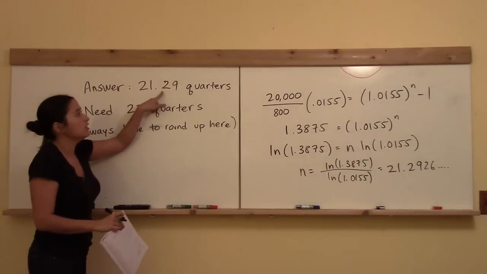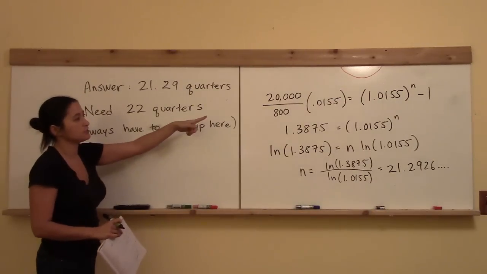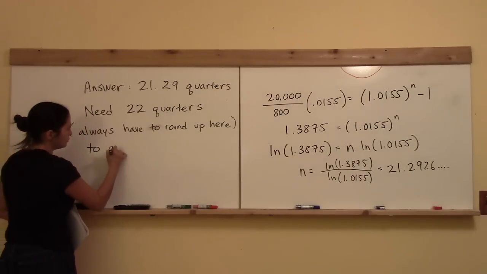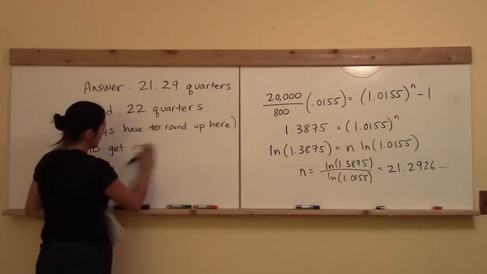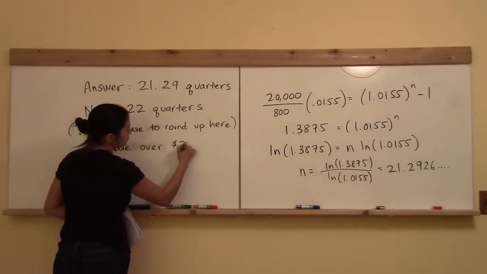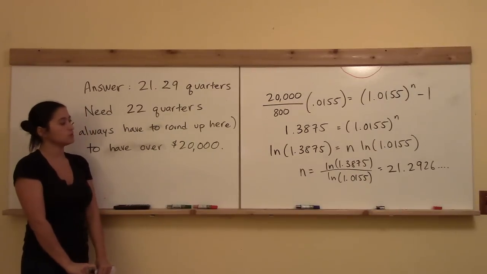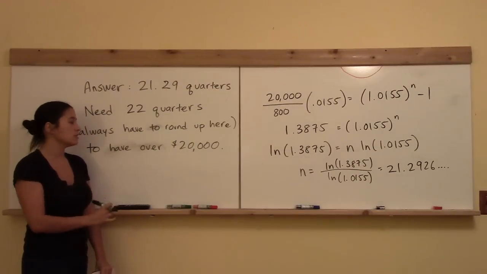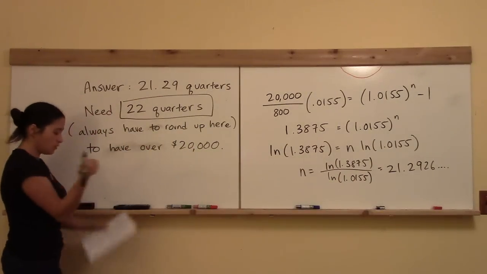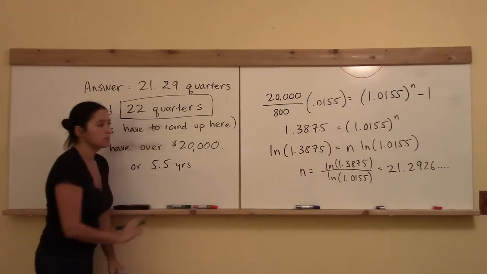Even if it was 21.01, I would have to round it up because the question is how long until I get $20,000 or more. So here I need 22 quarters to have over the line of the $20,000 goal. Okay, you will have more than $20,000 after the 22 quarters, but you did have to throw in that extra one to push it over your goal. So that's going to be my official answer, is 22 quarters, or you could say 5.5 years, if you want to transfer that into years.